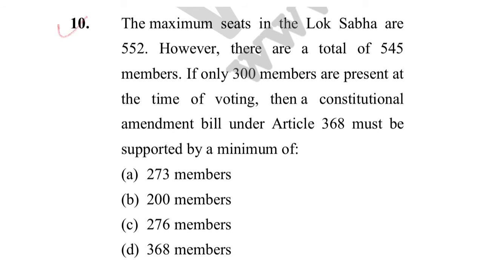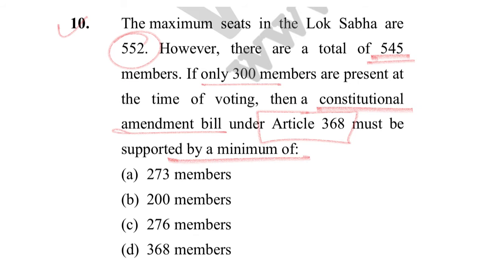Question number 10. The maximum seats in the Lok Sabha are 552, yes. However, there are a total of 545 members. If only 300 members are present at the time of voting, then a constitutional amendment bill under Article 368 must be supported by a minimum of C.